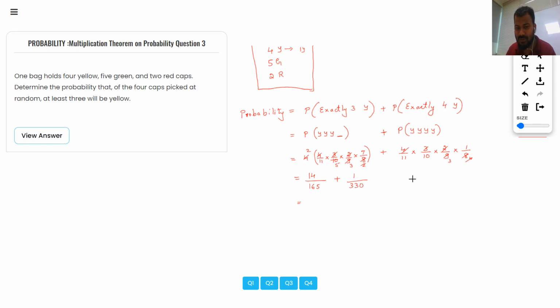So now if I look into this, this has an LCM of 330. So 165 2 times, so it is going to be 14 2 times, which is going to be 28. 28 plus 1 gives 29.